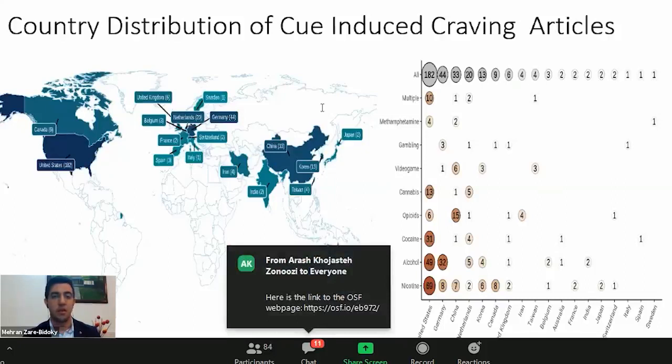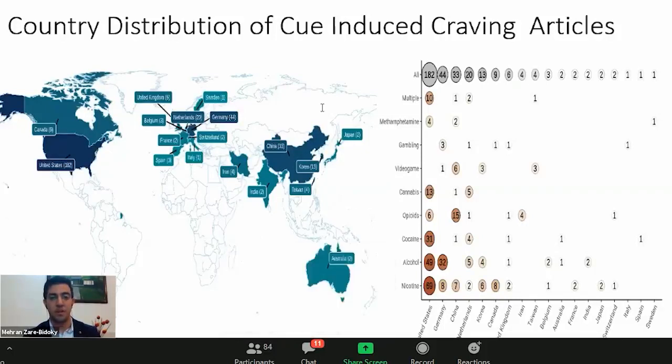Studies were conducted in 18 countries, as expected, with the United States as the leading country, followed by Germany and China. You can see the number of studies done for each substance or behavior at the right. The studies done in each country are not completely homogeneous, and as you can see, the United States was more focused on nicotine, Germany on alcohol, and China and Iran on opioids.